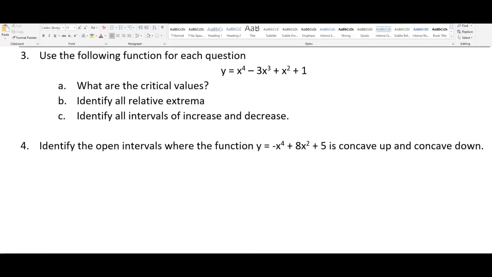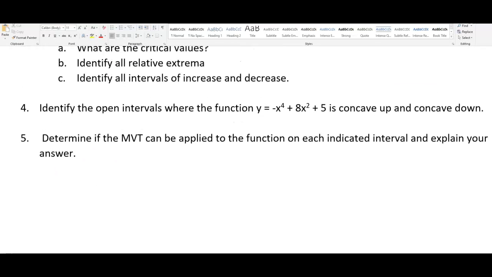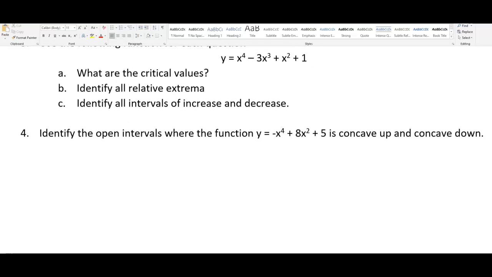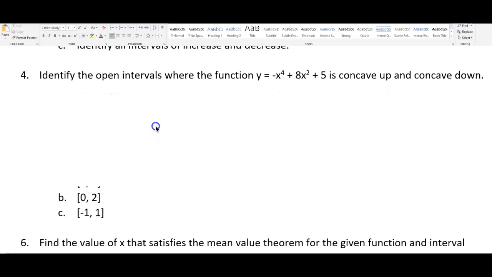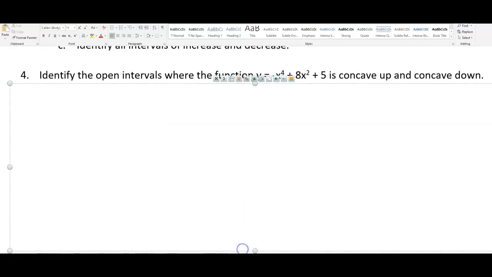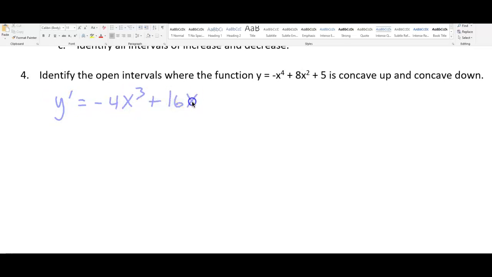Let's continue our journey here. Number 4. Identify the open interval where the function -8x² plus 5 is concave up and concave down. So when you want to find concavity, what you need to do is find your second derivative. So let's start by finding our first derivative, followed by the second derivative.